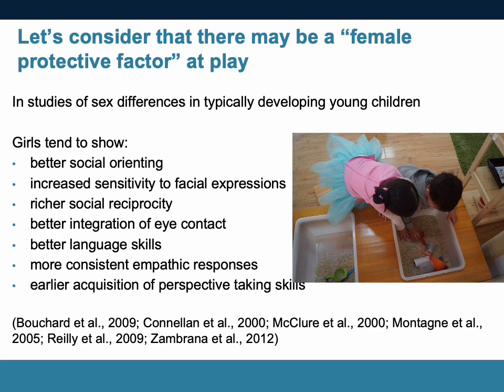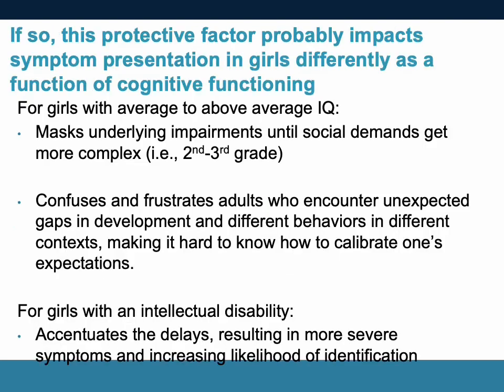And in general, when you look at the research on differences in behavior in typical girls versus typical boys, you see in the early childhood years several early emerging social strengths. And those strengths are thought to, on a group level, persist across the lifespan. So if there is a female protective factor, that each of us who are female may be born into the world with a nervous system that has a higher probability at being better at these things, then if the girl also has autism, what does that mean?